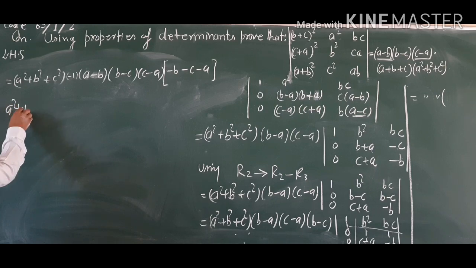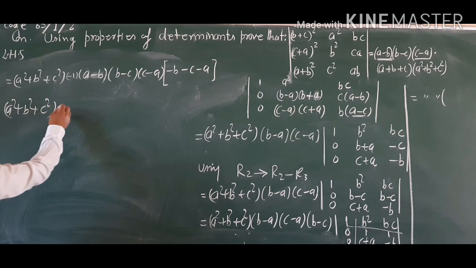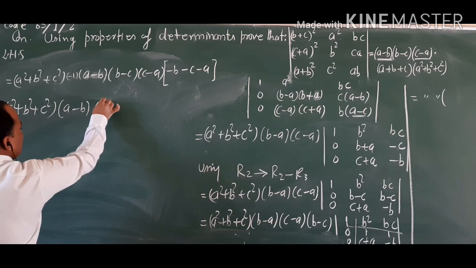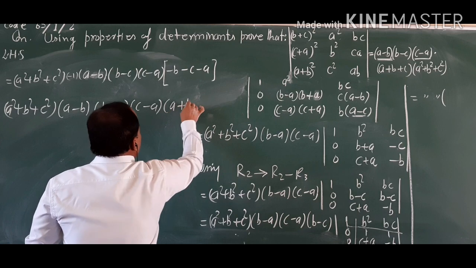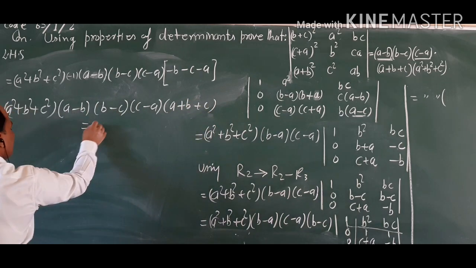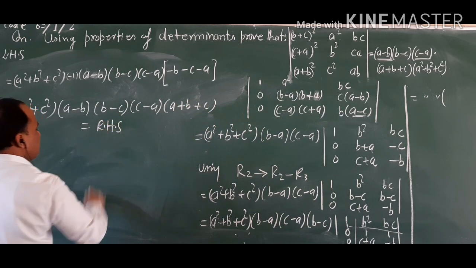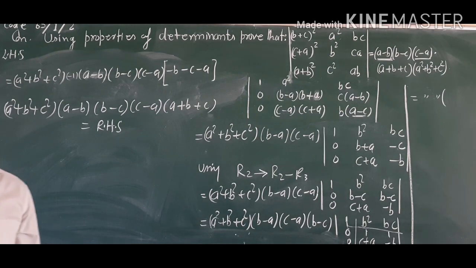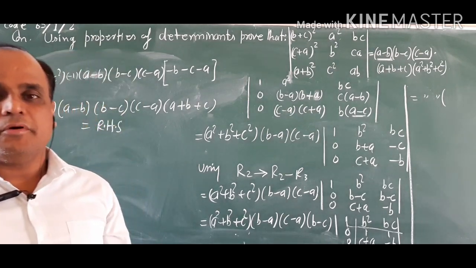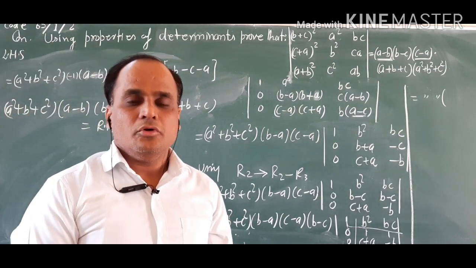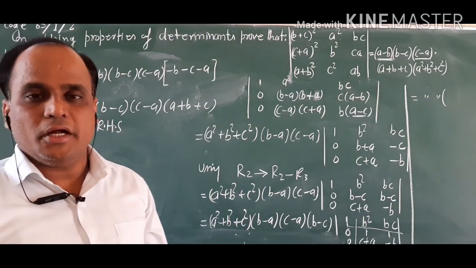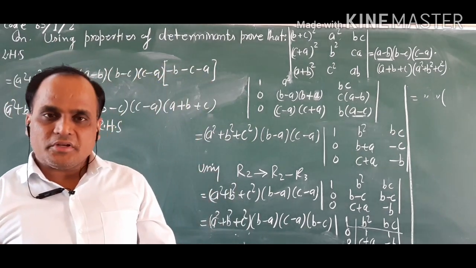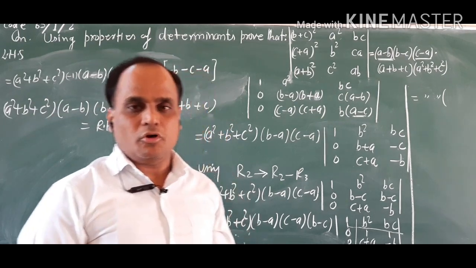So a square plus b square plus c square, here a minus b, b minus c, c minus a, and in this bracket we get a plus b plus c. That is your RHS. So in this way we are able to prove. So in case of determinant, whenever a question is asked, just target what we need and proceed according to that. By applying operations you are able to solve it.